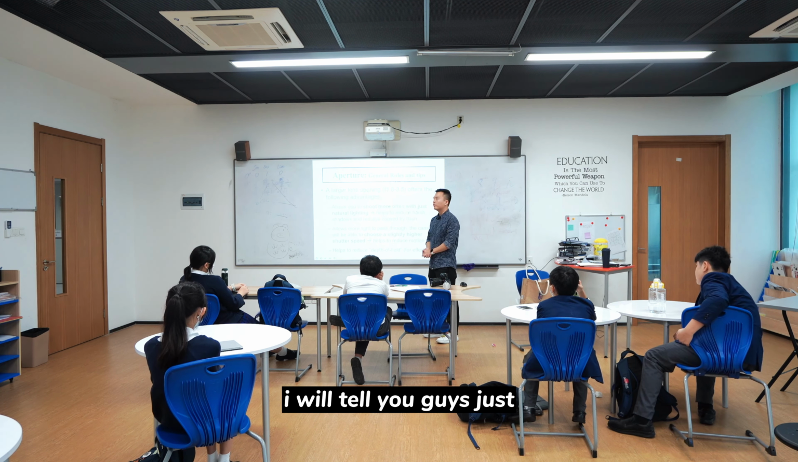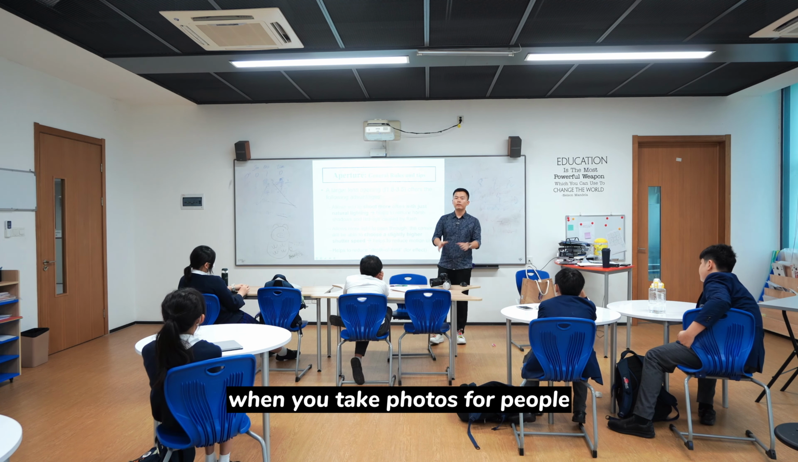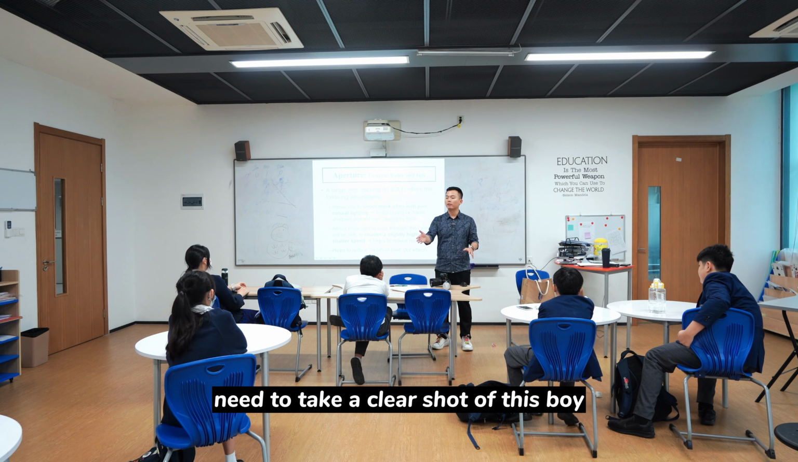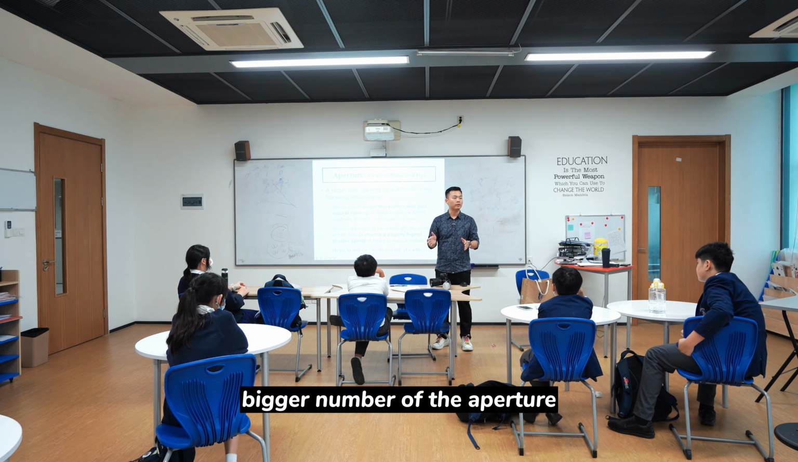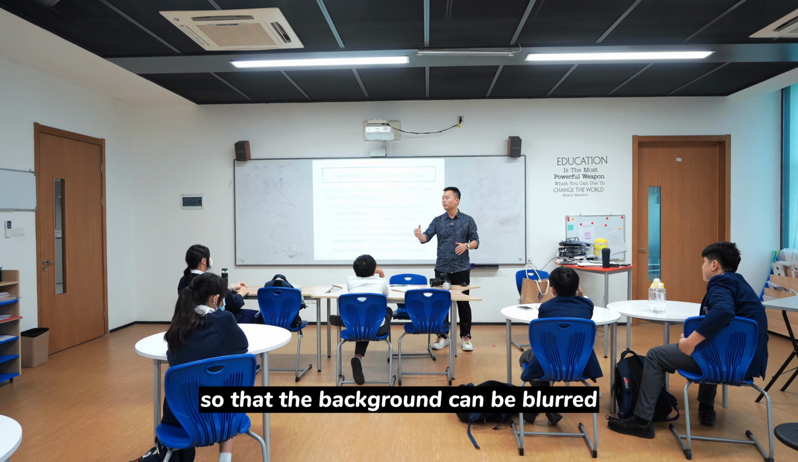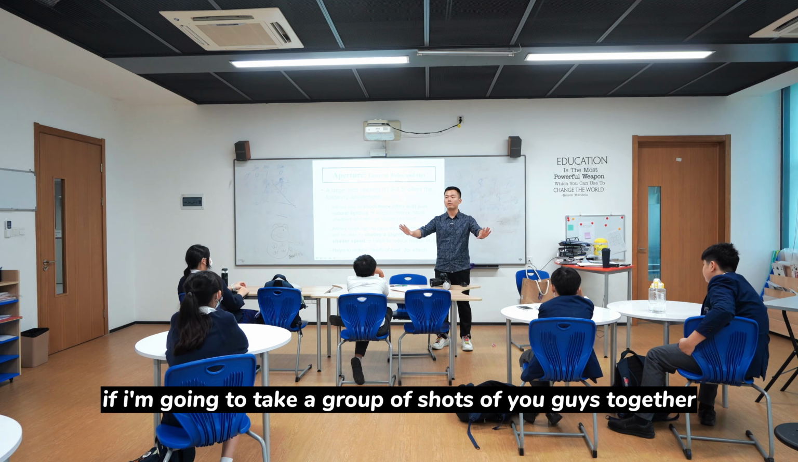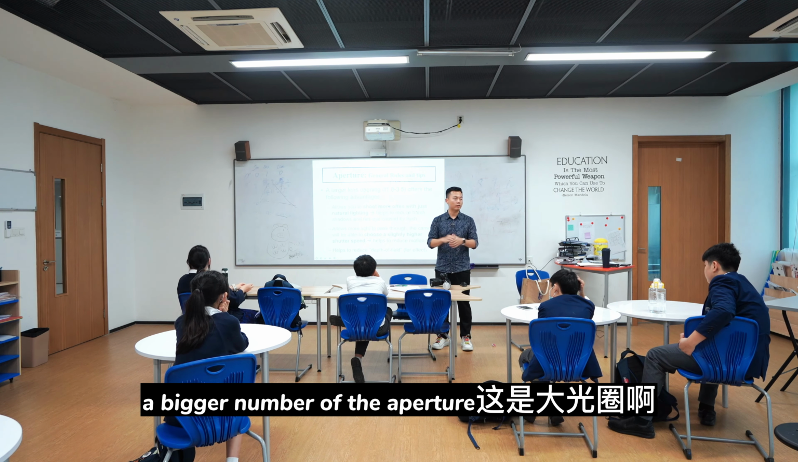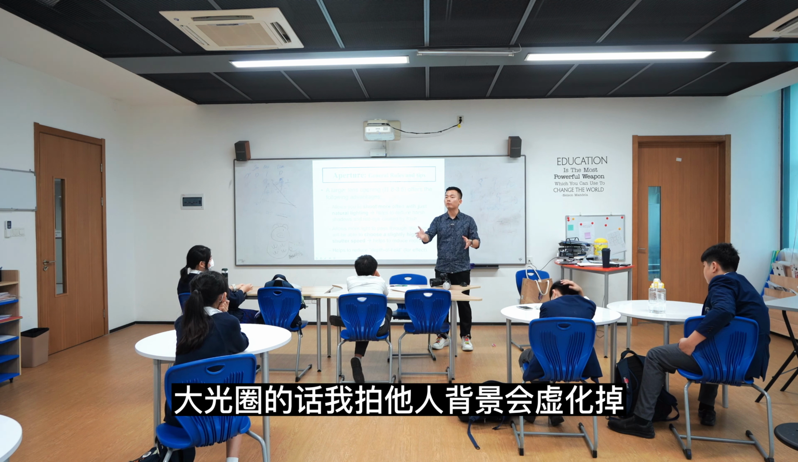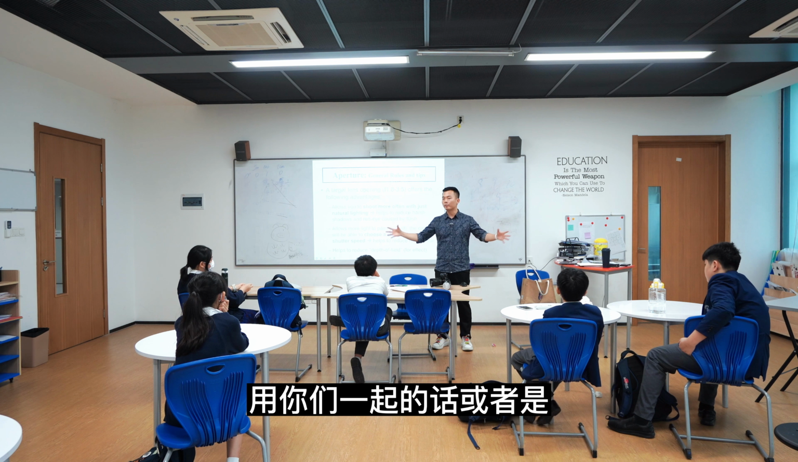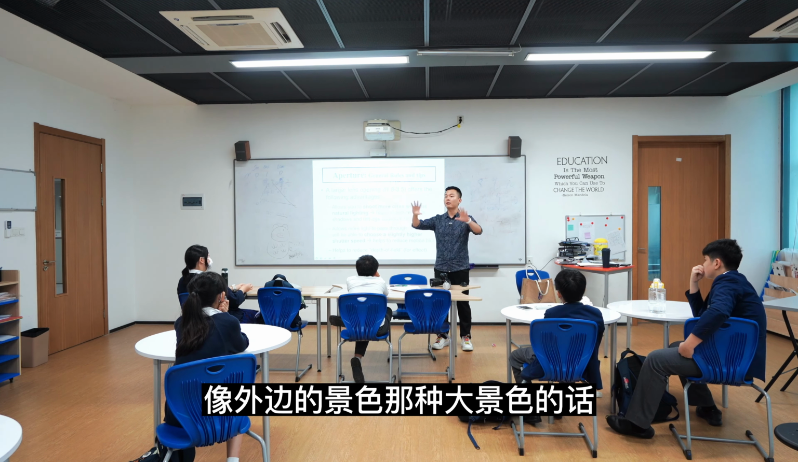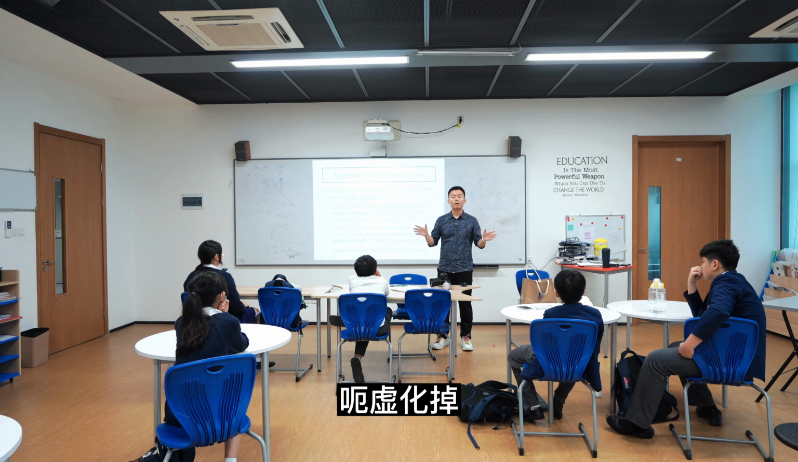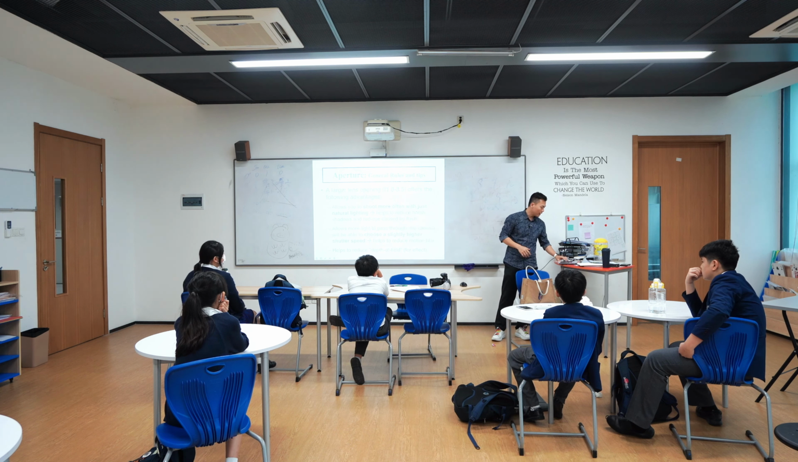I will tell you straightforwardly. When you take photos of people, for example, I'm using you as an example, if I need to take a clear shot of this boy, I will use the large aperture so that the background is blurred. 大光圈的话，拍他一个人，背景会虚化掉，这样可以凸显出来。If I'm going to take a group shot of you together, or a big landscape like the scenery outside, I will use the small aperture, so the background won't be blurred. I can use some examples.